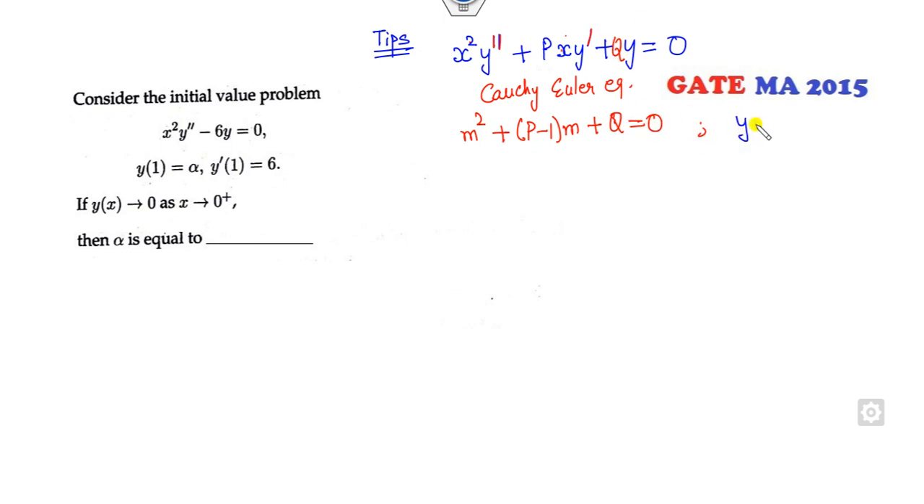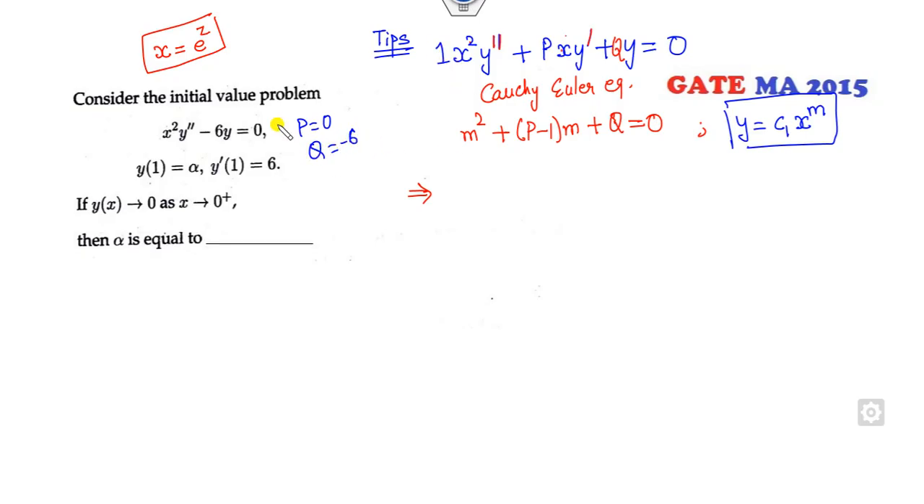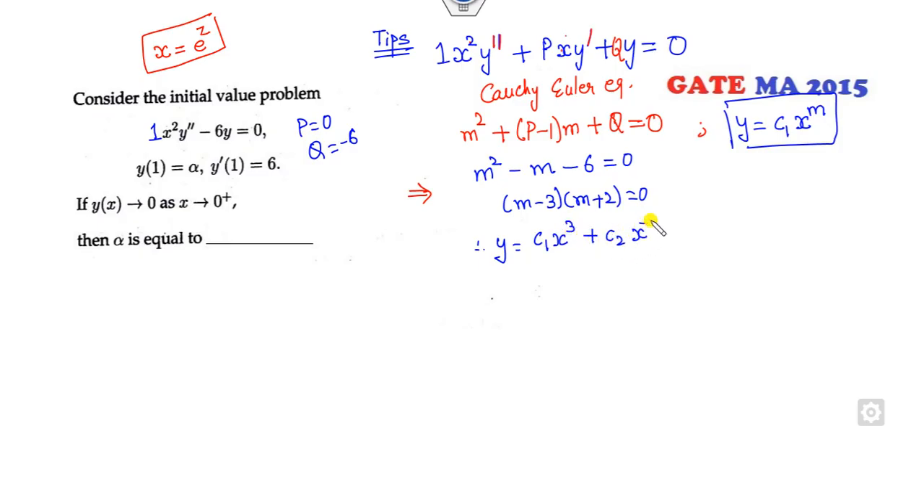And the final solution will be C1 x raised to power m. And you remember how I got this solution? I substitute x is e raised to power z. Now in this case, what is my p? P is 0, q is minus 6. Make sure the coefficient of y double dash should be 1. In this case also. So m square minus m minus 6 is 0. What are the roots? (m minus 3)(m plus 2). So my solution will be C1 x cube plus C2 x raised to minus 2.